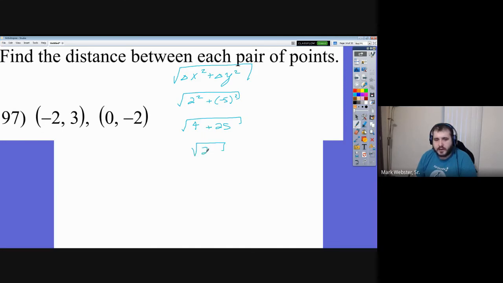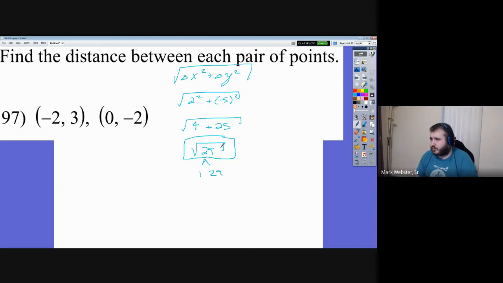We're left with 29. Now, I want to see if this can break down, just like the last couple. Well, 29. What two numbers multiply to get 29? Oh, just 1 and 29. So I don't have any pairs, so I can't break this down. This is officially as far as you can go. 29 is a prime number. There's no way for you to break it down any further. So just be aware.